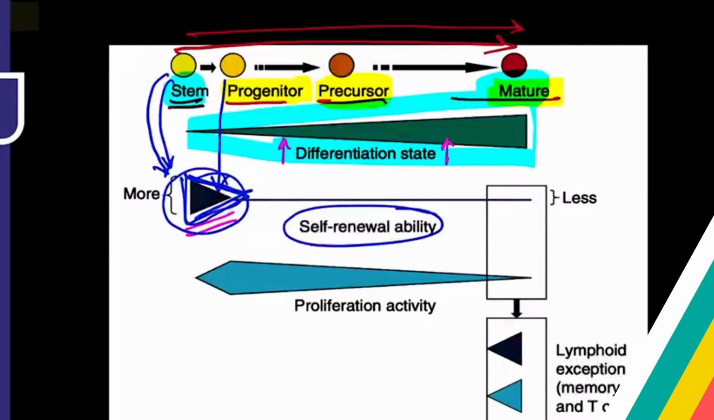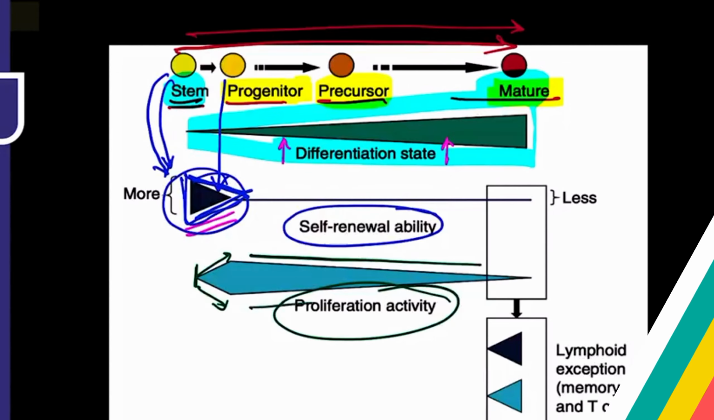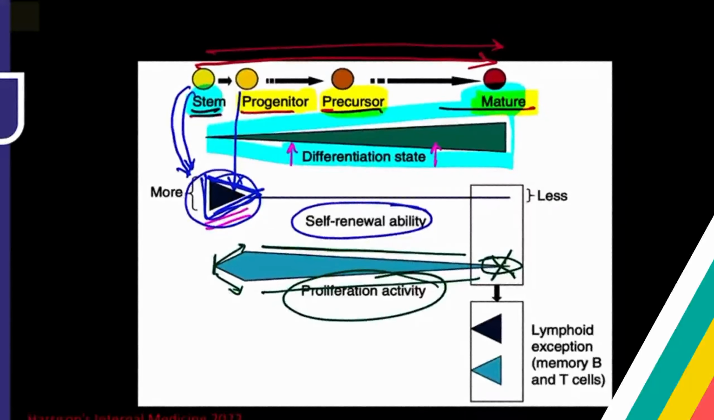And look at the third one, proliferation activity. Proliferation activity is high from the stem cell towards the precursor stem cell. Then the proliferation activity decreases gradually towards maturation. A mature cell means its proliferation capacity is very, very low. So what we came to know from this diagram is that the more the cell matures, the more differentiated it becomes. It is losing self-renewal ability, and it is also losing proliferative ability.